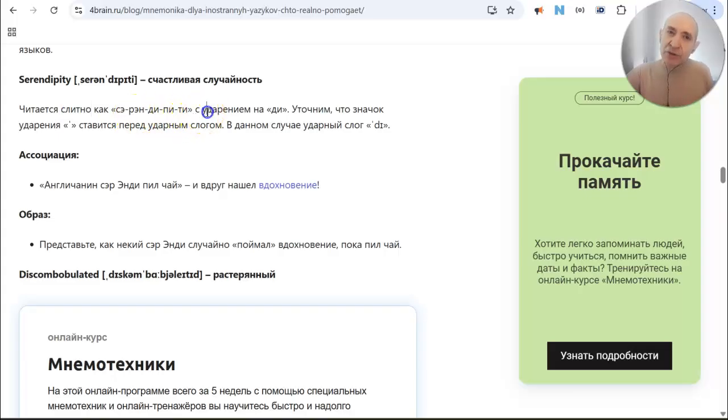С ударением. Ударение means emphasis. So с ударением means with the emphasis. С ударением на D, with the emphasis on D. Yeah, serendipity.